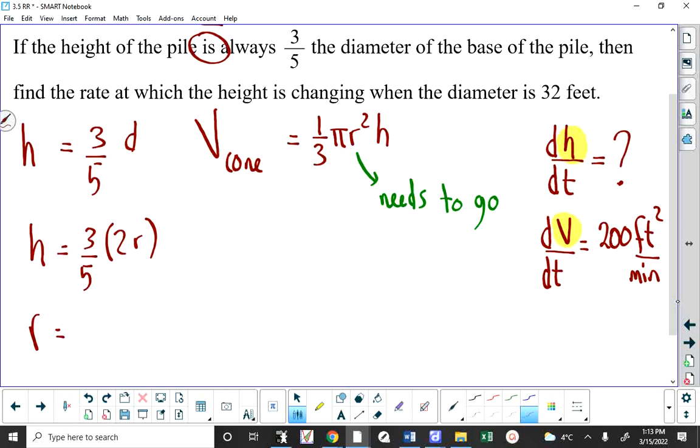I'm going to have to multiply both sides by 5 to get 5h and divide both sides by the 3 times 2, which is 6. So I'm going to end up with 5/6 times the height.